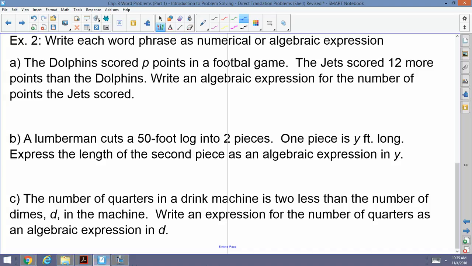Okay. The Dolphins scored P points in a football game. The Jets scored 12 more points than the Dolphins, clearly. And then write an algebraic expression for the number of points the Jets scored. Okay. What is it going to be? Okay, 12 plus P. Everyone knows that. Very simple. But I'm going to start showing you guys how to really make direct translations simple for the rest of your life, no matter what words they're using.